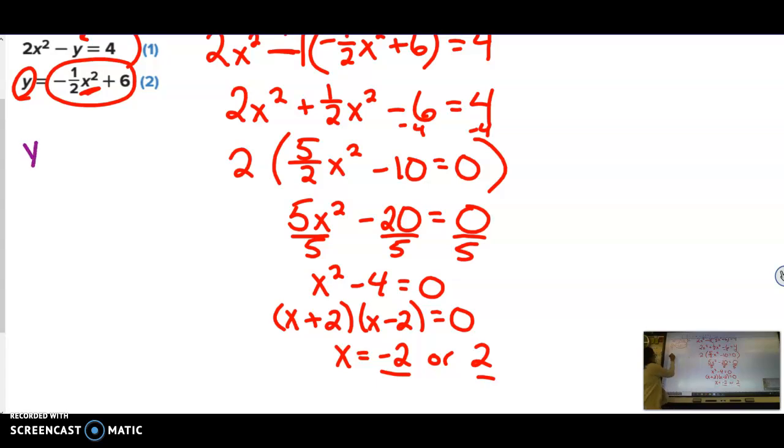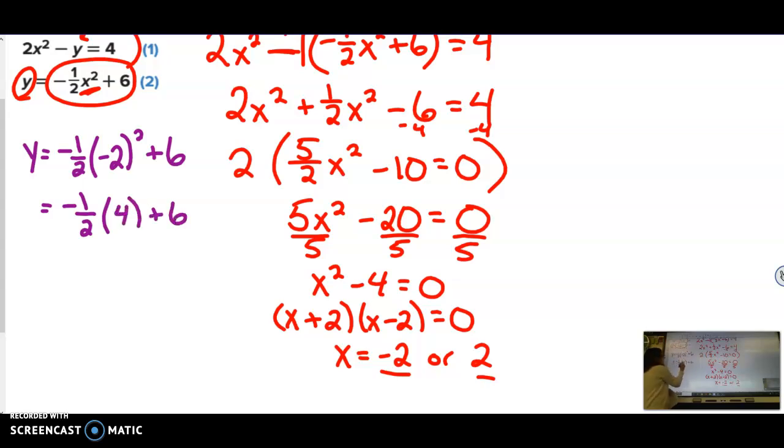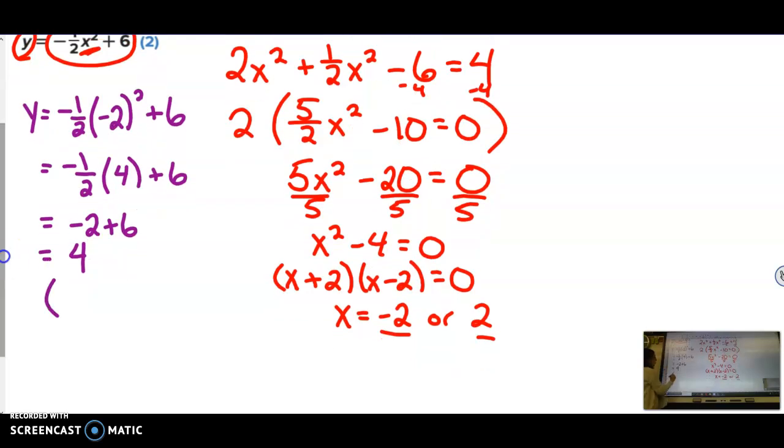So I'm going to do y equals -1/2. First, I'm going to plug in the -2. So that's -1/2 times -2 times -2, that's what squared means. That's 4. So that's -2 plus 6, which is 4. So one answer is -2, 4. Because when I plug in a -2, I got an answer of 4.